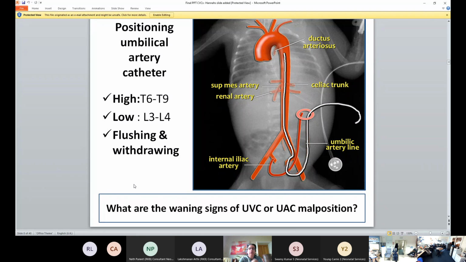On the bottom here, there is a question about what are the warning signs of UVC and UAC malposition. We will answer this question in the next slides.